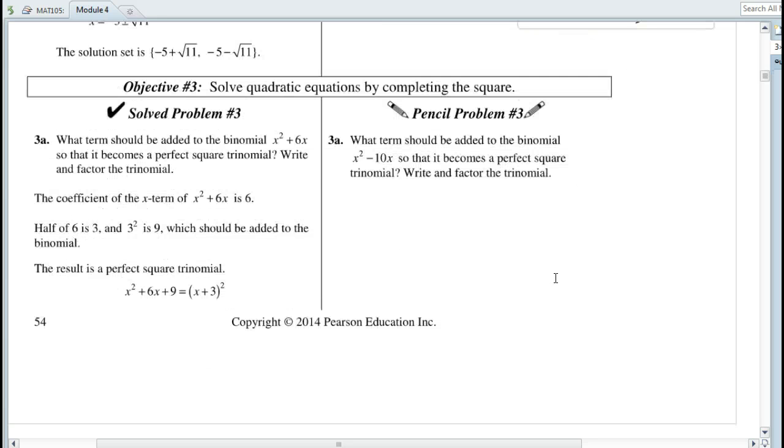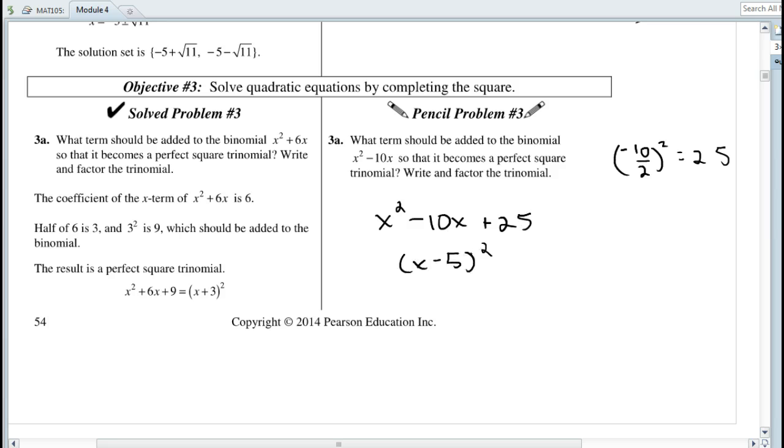Okay. 3a is a pretty straightforward one. It says, what term should be added to the binomial x squared minus 10x so that it becomes a perfect square trinomial? Write and factor the trinomial. We know that. We take half of negative 10 and we square it. So we get positive 25. Negative 5 squared is positive 25. So you would get x squared minus 10x. And then if this were an equation, you'd add it to both sides. But we end up getting this, which is x minus 5 squared. So we're good at that. We know how that works. If not, go back to earlier in the video when we talked about that.